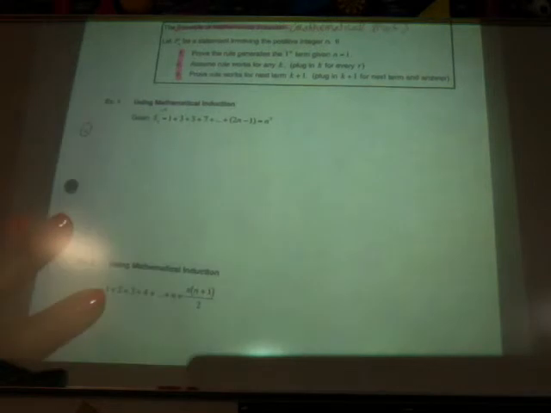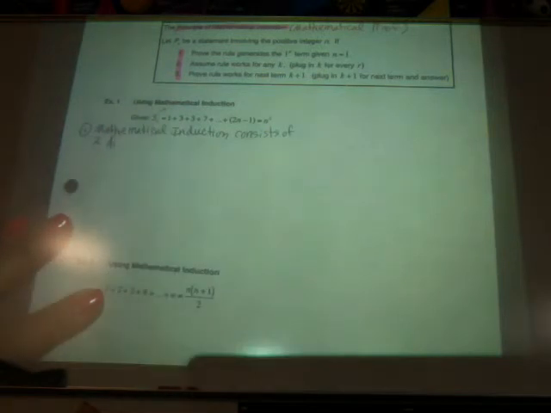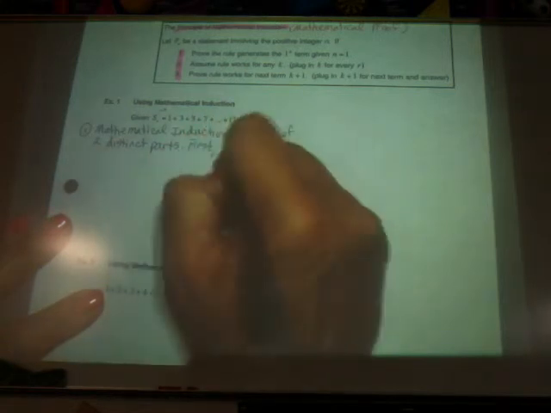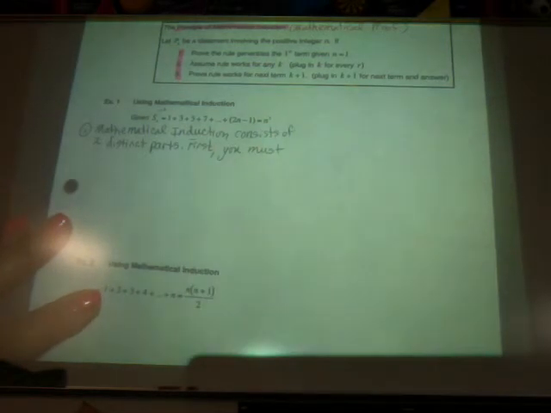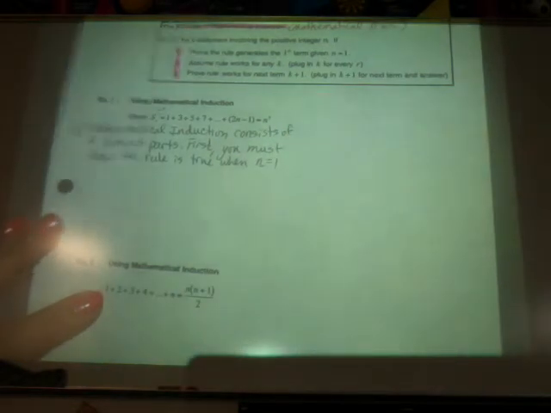So note 1, mathematical induction consists of two distinct parts. Notice that I know I have three up there, but remember I told you I kind of ignore one of them. So two distinct parts. First, you must show the rule is true when n equals 1, for the first term.